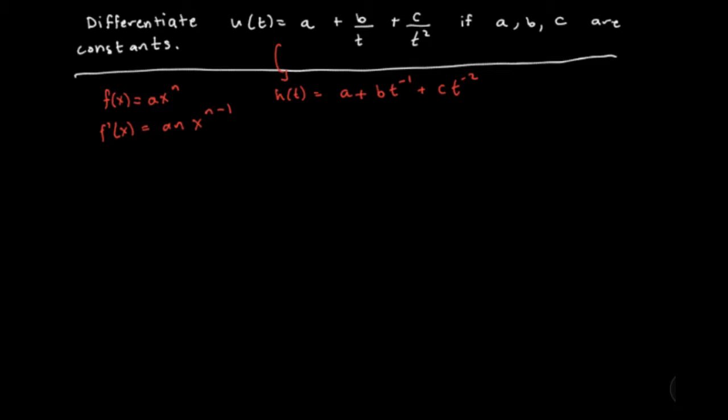Okay? Now we need to note here that I'm basically using the rule x to the power negative a is equal to 1 over x to the power a. It's an exponent rule, so make sure you know this. And if I'm finding the derivative, h prime of t is equal to the derivative of a with respect to t, plus the derivative of b t to the power negative 1 with respect to t, or the rate of change with respect to t, plus d/dt of c t to the power negative 2.